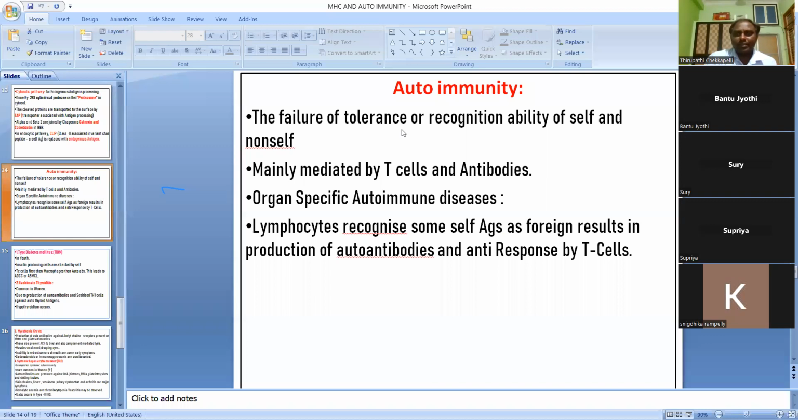Okay, don't touch the screen. Our screen touch chekanamma. Right.